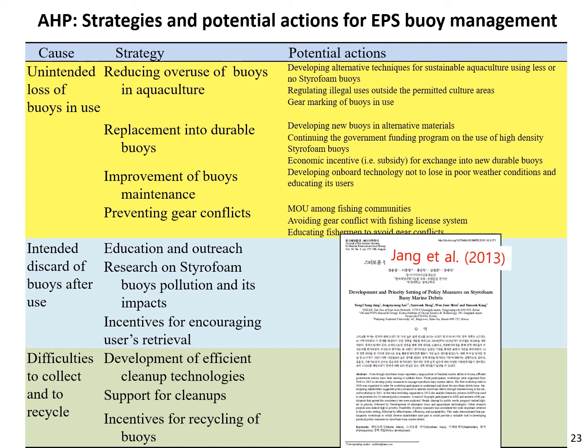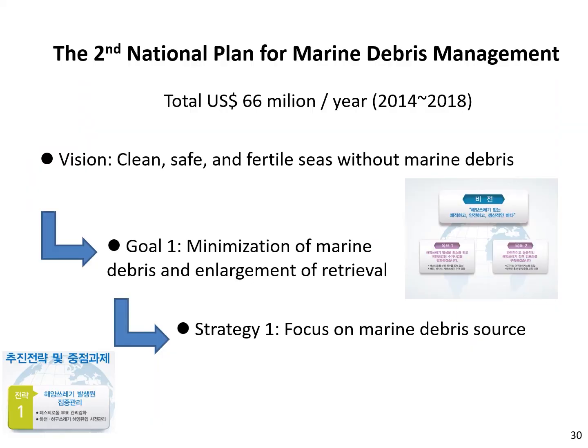With the strategies developed by conceptual model and result chain, the potential actions for implementing the strategy were suggested by the workshop participants. And we applied the AHP method to evaluate the priority of the suggested potential actions. After the series of workshops and the research effort, addressing styrofoam buoy was included as a #1 action needed in the second National Plan for Marine Debris Management of Korea.